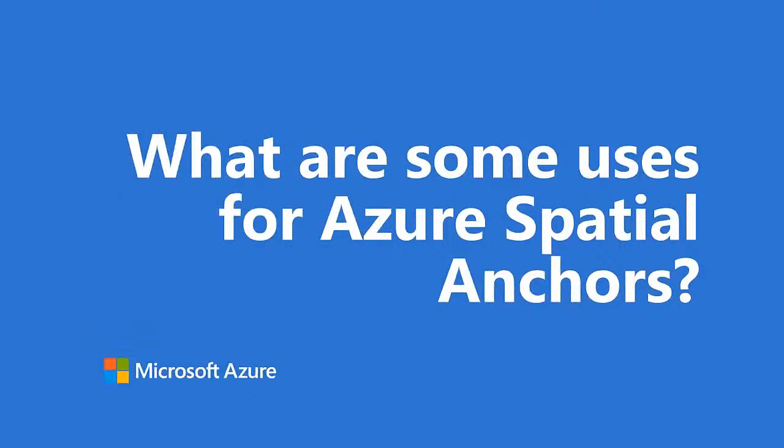Some uses for Azure Spatial Anchors. There are multiple apps that you can create with Azure Spatial Anchors. A really good use case is anytime that you need to tie a specific information to a specific place. For example, if you're in a big building and you want your users to find their way around, you can put breadcrumbs around and they can detect these spatial anchors and find their way.